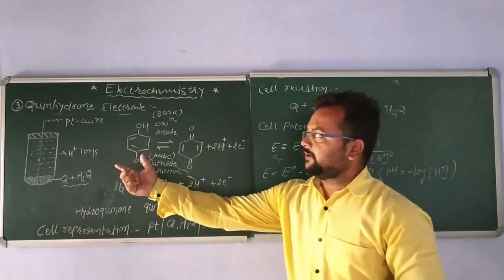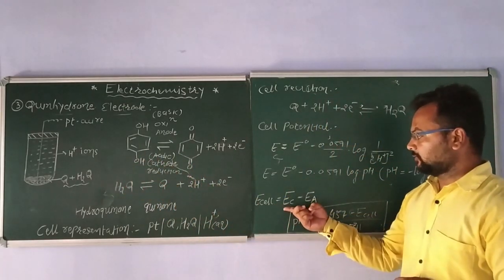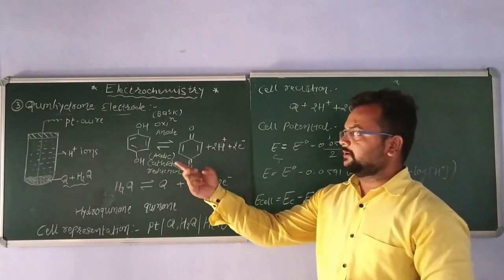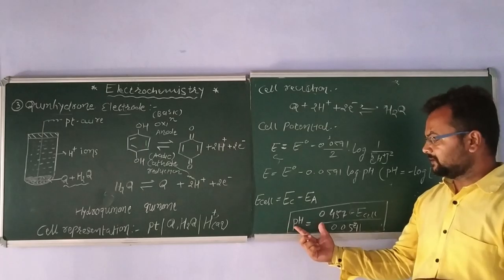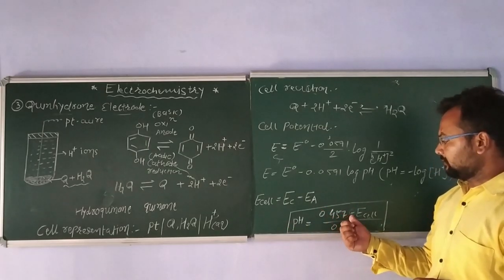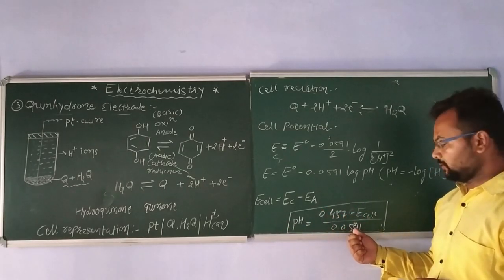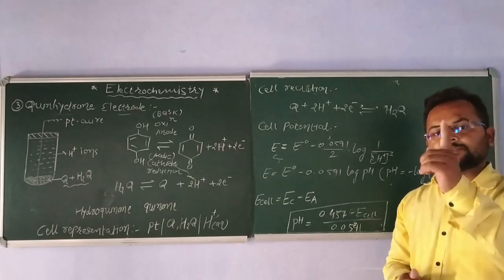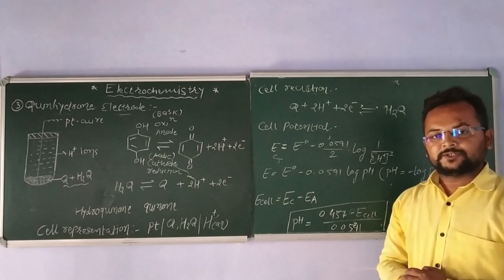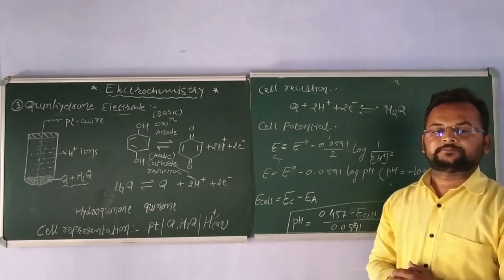Here the hydroquinone electrode acts as the cathode and the Calomel electrode acts as the anode. From this equation, we determine the pH is equal to 0.457 minus E cell upon 0.0591. From this equation, we can also determine the concentration of any acid or base solution.